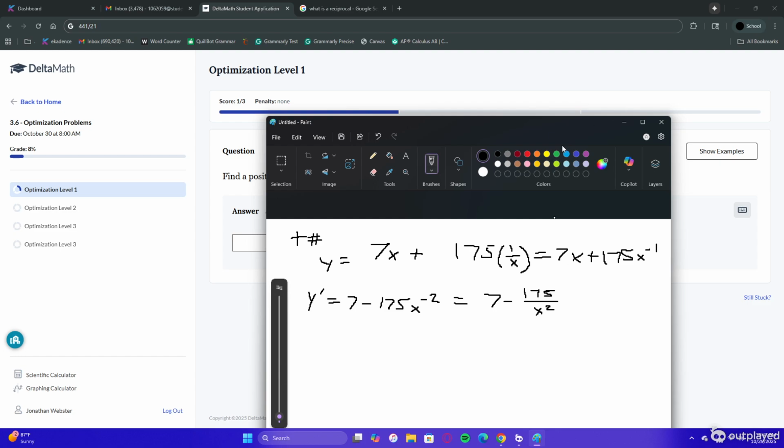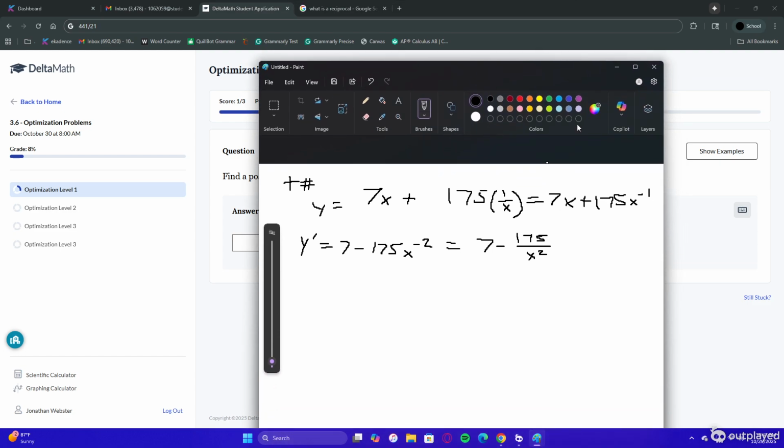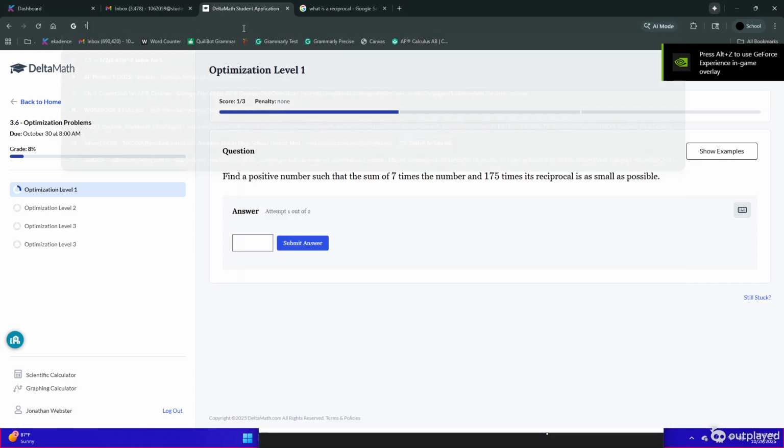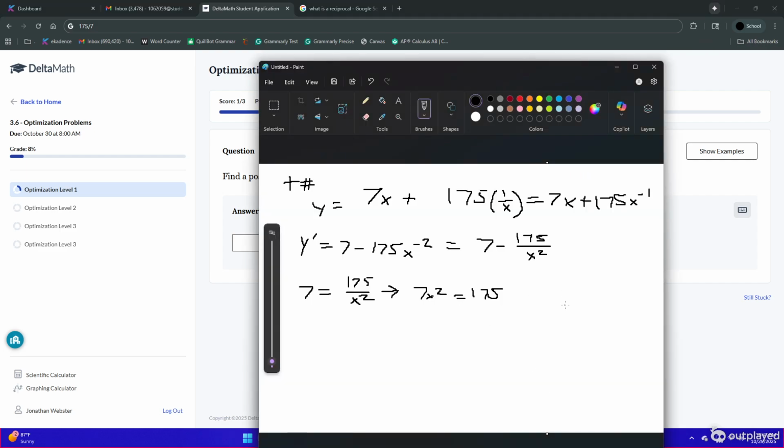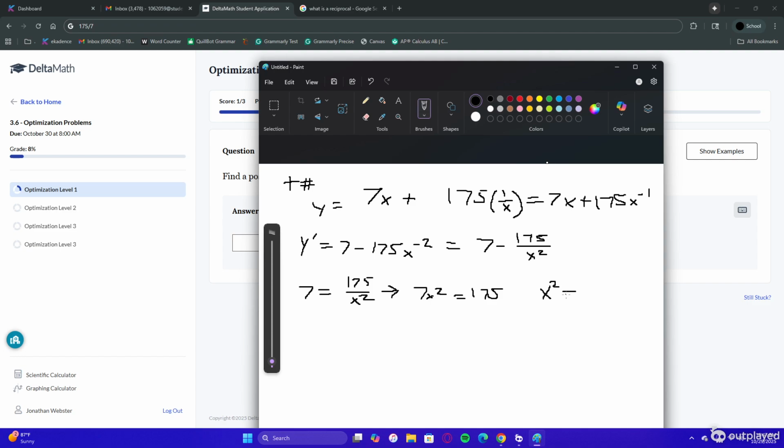So now we have our y prime, and we want to solve for the critical point, so we would just do 7 equals 175 over x squared, and moving the x squared to the other side, you get 7x squared equals 175, and 175 divided by 7 is 25, so x squared equals 25, and x would equal plus or minus 5.